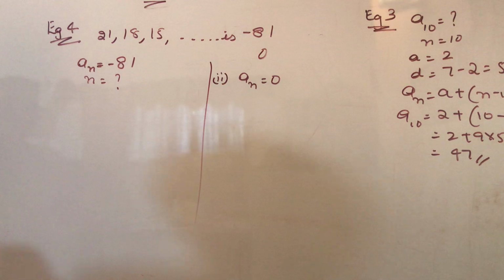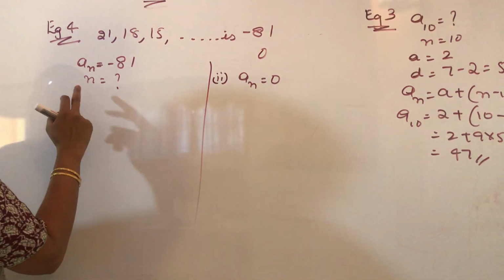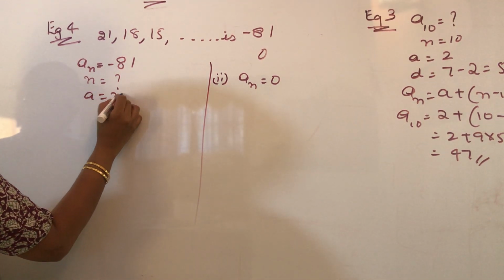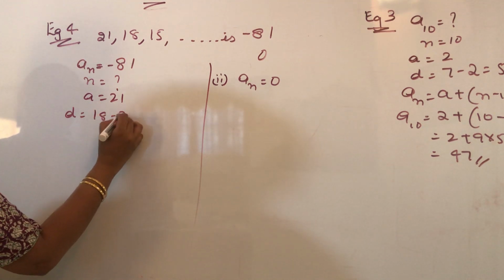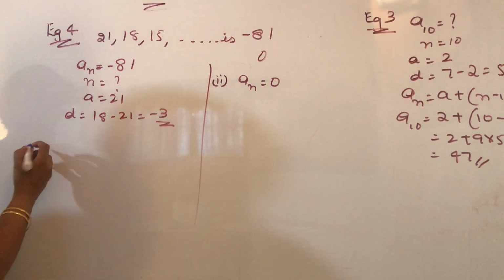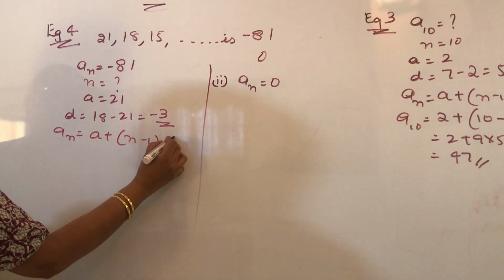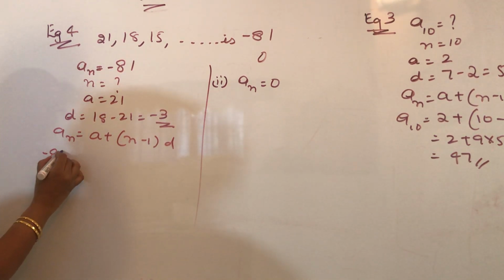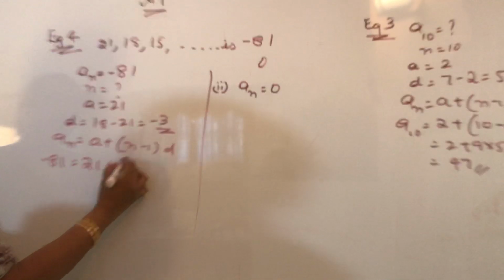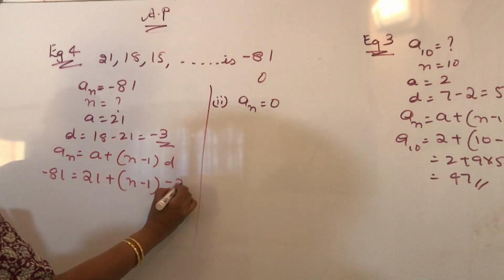So let us see the first part of the question. A of n is minus 81, n you have to find. A is 21 and D is 18 minus 21, which is minus 3. So the formula is A of n is equal to A plus n minus 1 into D. You know A of n here is minus 81, A is 21, and n you have to find.